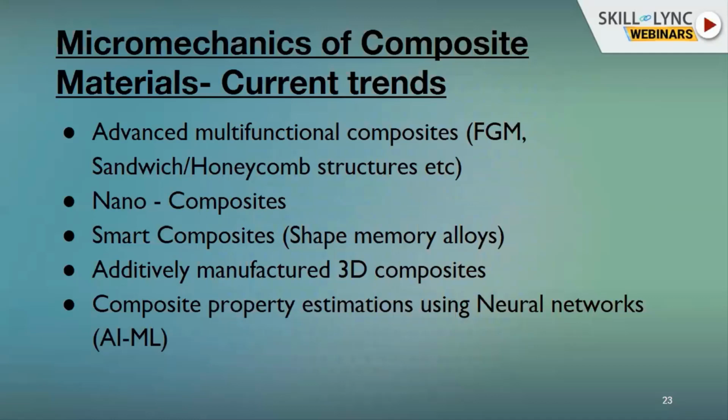Some other trends involve using artificial intelligence and machine learning to estimate composite properties, because most predictions of composite materials require a lot of computational time or experimental facilities. That can be overcome by using advanced techniques such as artificial intelligence and machine learning, which are highly used in neural networks nowadays.